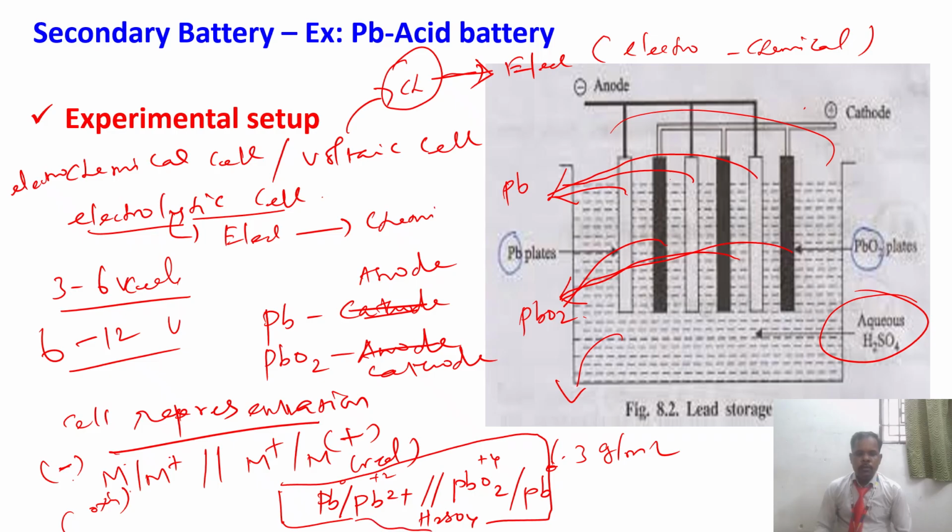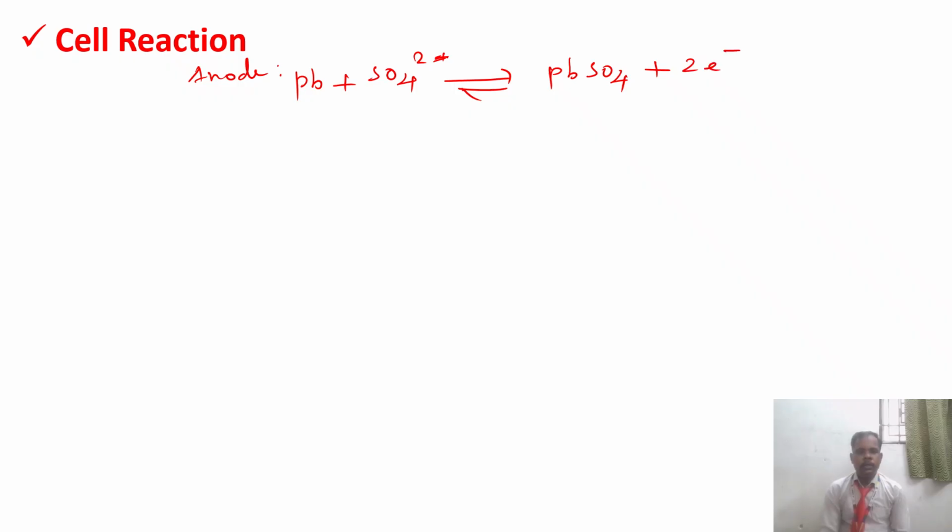Now we will move to the cell reaction. What are the cell reactions possible inside the battery? We know the cell reaction very well: anode, cathode and overall reaction. What is the anode? Lead material. Lead is oxidized to lead 2 plus, which combines with sulfate 2 minus to produce insoluble lead sulfate on the surface of the anode. Meantime, 2 electrons are lost. I put the equilibrium double-sided arrow because it is a reversible battery. The forward reaction is always discharging, and the backward reaction is always charging.